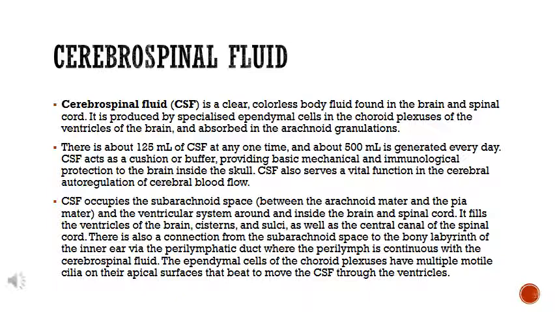CSF passes back into the blood through tiny diverticula of arachnoid matter called the arachnoid villi, or arachnoid granulations, which project into the venous sinuses. The movement of the CSF from the subarachnoid space to the venous sinuses depends upon the difference in pressure on each side of the wall of the arachnoid villi, which act as a one-way valve.